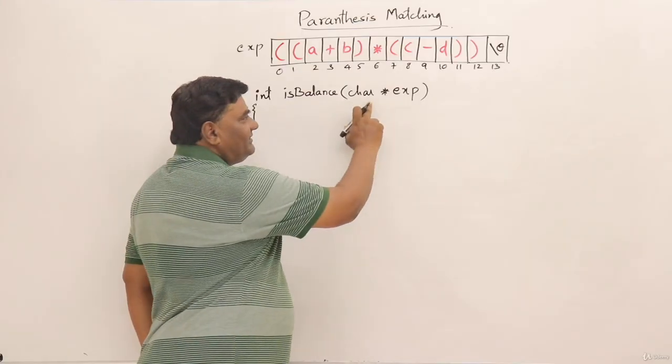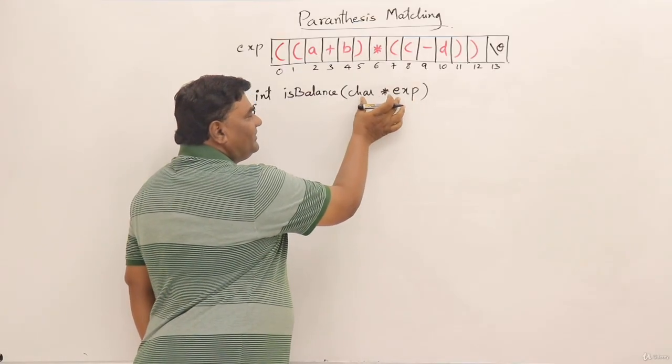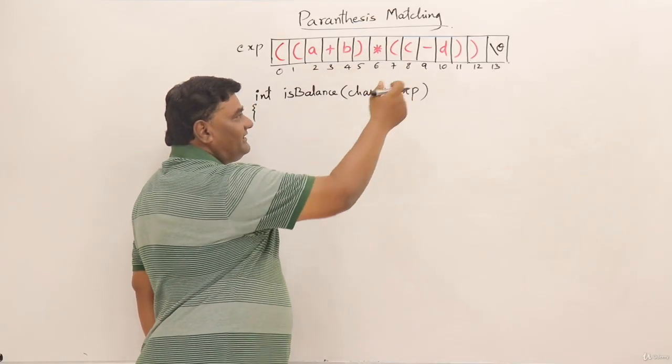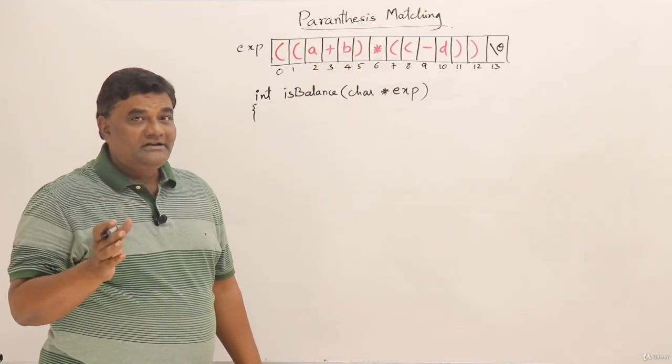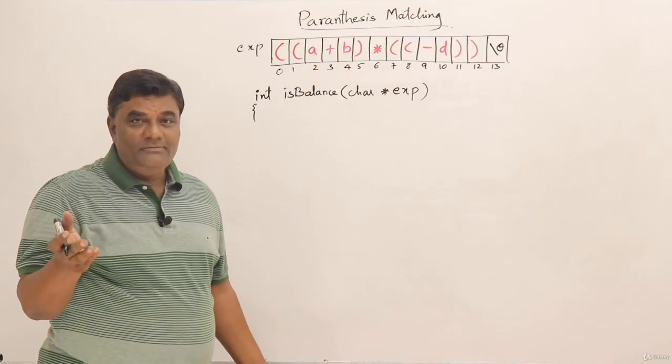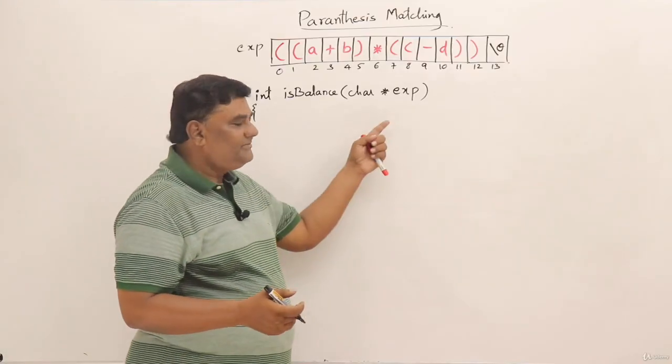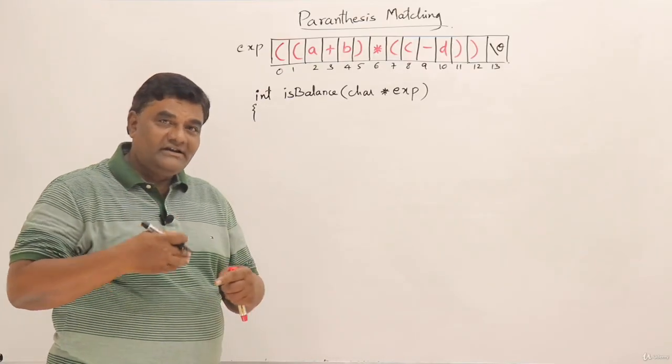Then it takes the parameter that is a pointer to a character. So it can access this array of characters. A pointer to an array works just like the name of an array, right? So I am taking the same name, expression. Now let us write down the procedures.